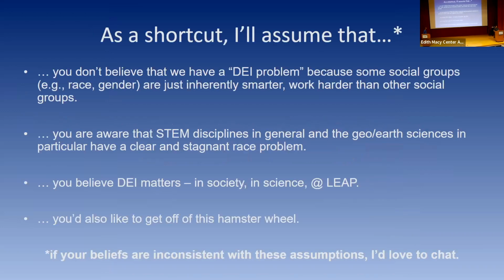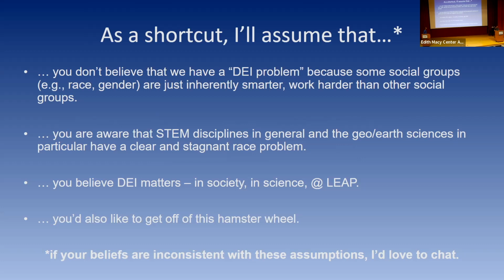As a shortcut before I offer some food for thought, I will assume that you don't believe that we have a DEI problem because some social groups by race or gender or what have you are just inherently smarter, work harder than other social groups. That would be pretty racist for that to be the assumption that you're making. So if that's not true, what else is going on that's producing these patterns that we're observing in our disciplines and in STEM? What is getting in the way of increased representation?